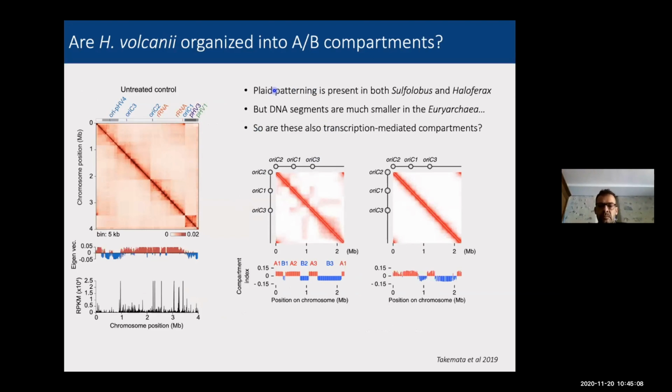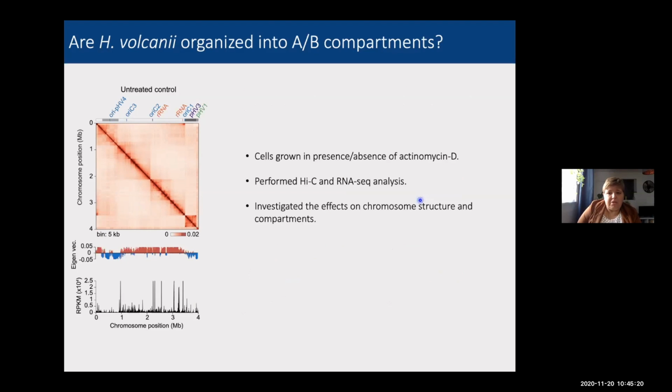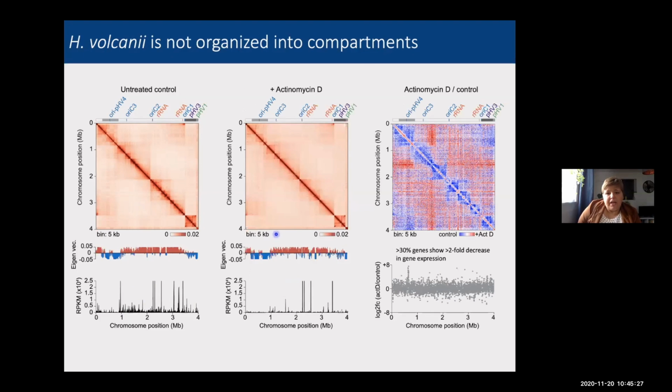Because there was plaid patterning in both the Sulfolobus and the Haloferax. And in Sulfolobus, as I said, they tested this by treating with actinomycin D, and they'd shown that they'd been completely lost. So we performed the same experiment, and we also performed RNA-seq and the compartment analysis. And so in the actinomycin D cells, it's the same as any time you inhibit transcription, you lose short to mid-range contacts. So this is shown in the ratio map.